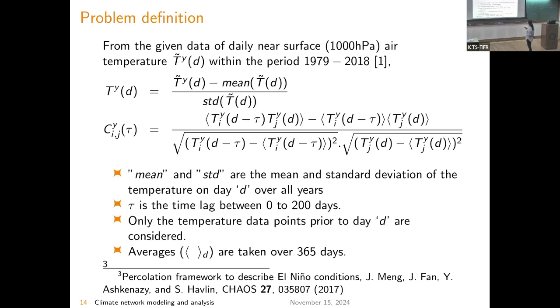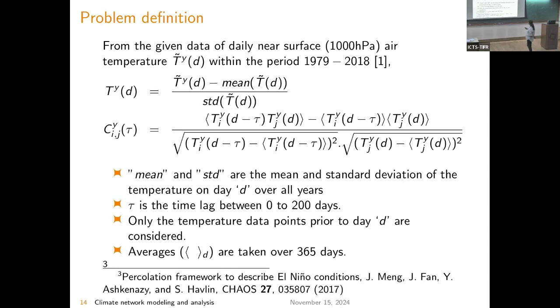And here for each day, I have calculated the mean and divided it by the standard deviation. So I have 39 years of data, and I will take a mean over 39 years for each day. So for 1st January, I have 39 points of 1st January. I will take a mean over that, and I will divide by the standard deviation of that. And then I will calculate the correlation function.